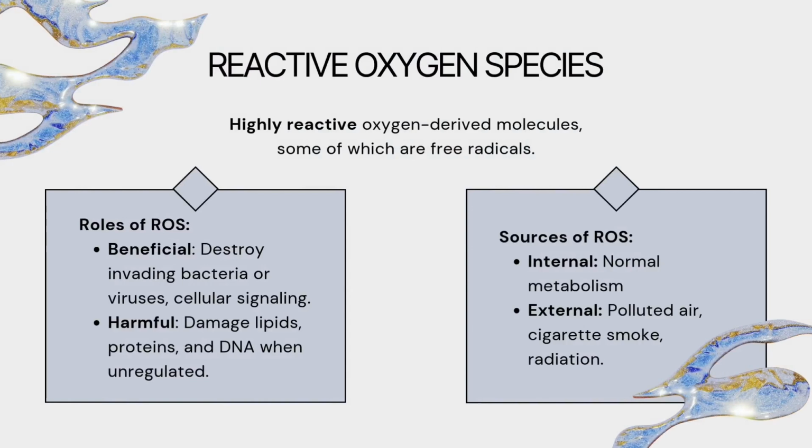Roles of ROS. Beneficial: it destroys invading bacteria or viruses and is involved in cellular signaling. Harmful: it damages lipids, proteins, and DNA when unregulated. Sources of ROS. Internal: normal metabolism. External: polluted air, cigarette smoke, and radiation.